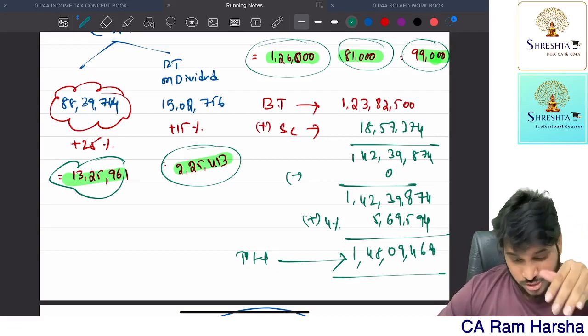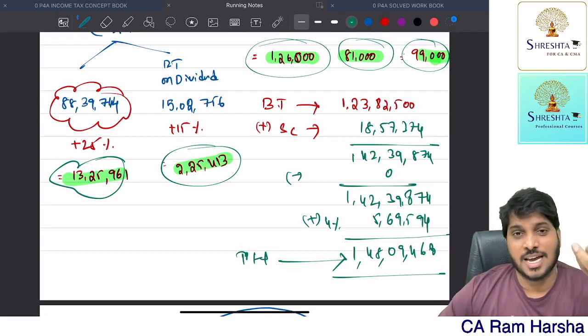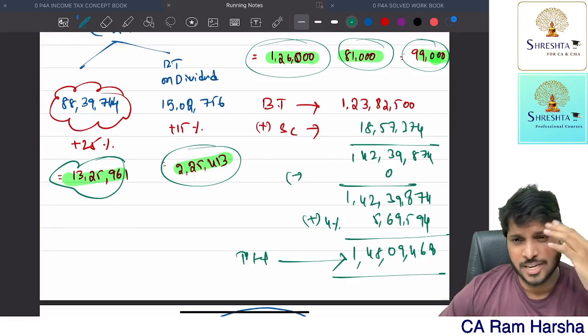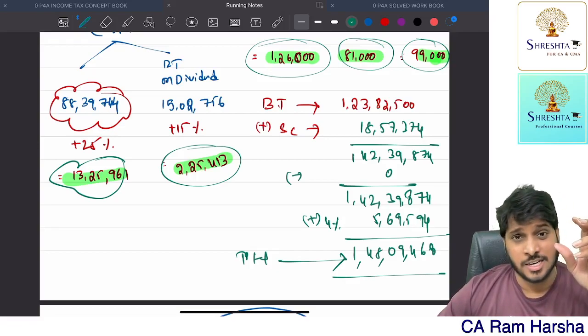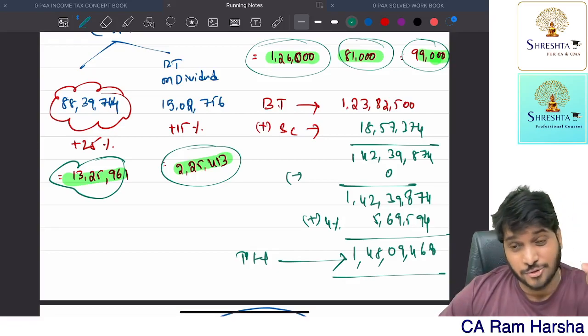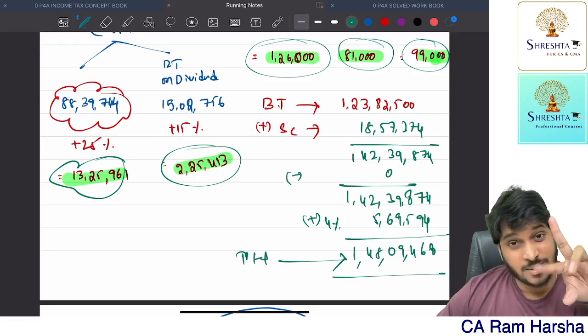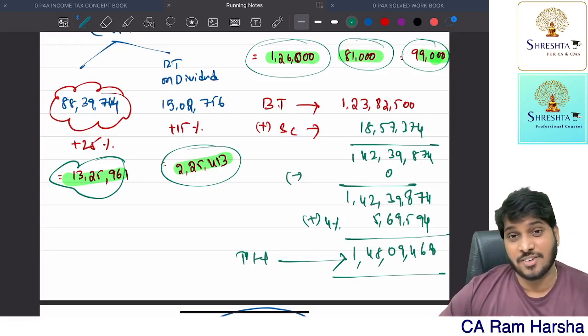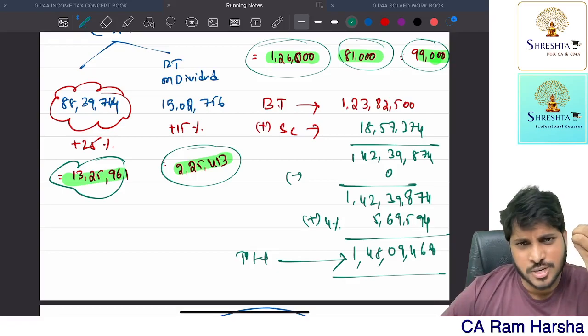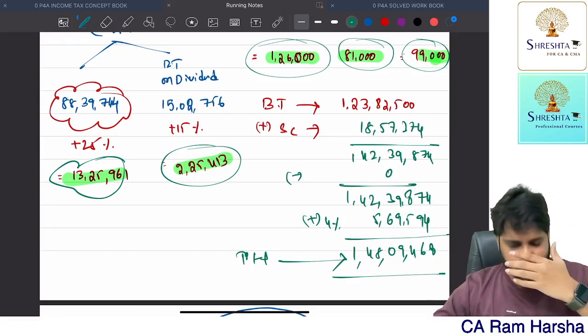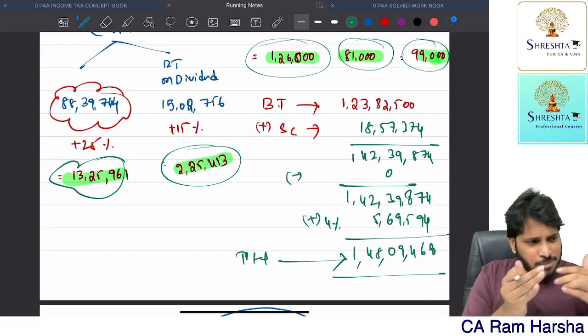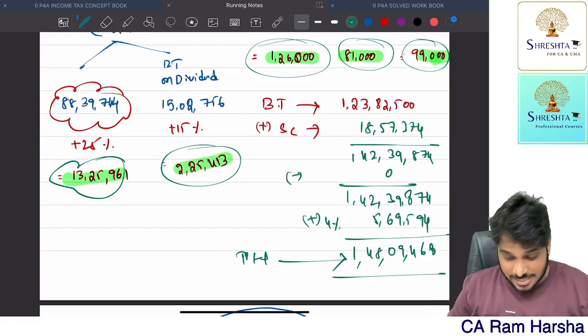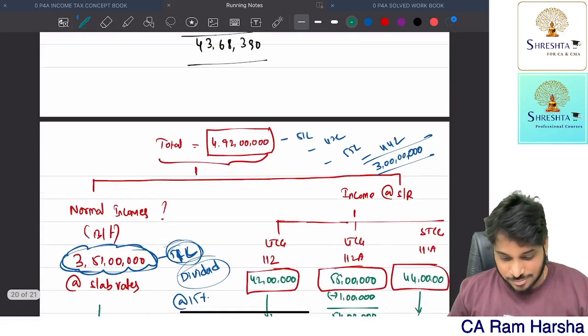If possible I'll put a video on YouTube for surcharge calculation on capital gains, especially because many are confused. On dividend, if dividend income is also included as part of normal rates and surcharge is applicable at different rates, how to compute the average rate of tax, many students are having confusion. So I'll put this video on YouTube also, don't worry. But anyhow, you can just play the past 15 minutes once again and listen to how I calculated everything.